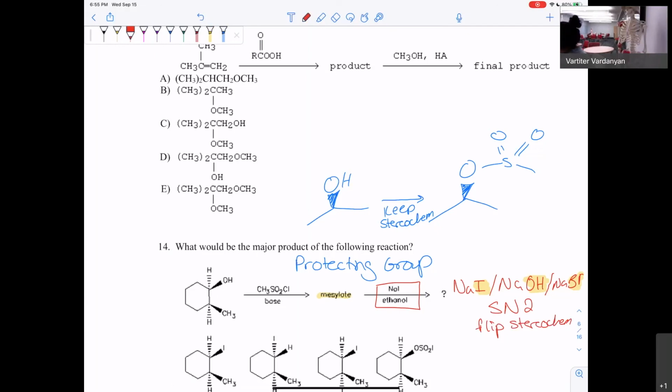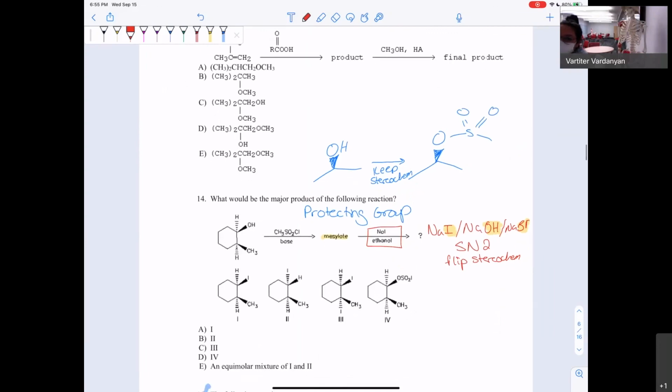So you have those two pieces of the puzzle. Let's put them together. So in this example, we're working with mesylate. So in this first step, we're going to keep stereochem. And in the second step, we're going to flip, and we're going to replace the O with an iodine.